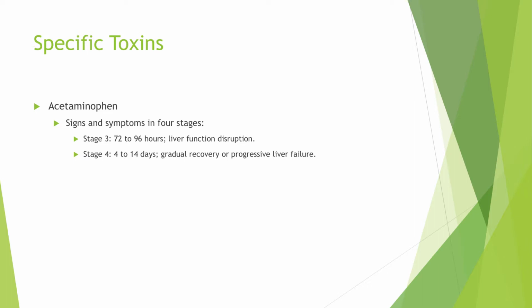You aren't able to eliminate it because you have some decrease in urinary output. And you might start to see elevated forms of ammonia levels, which will really impact your cerebral function and maybe put you in a coma for that too. After 4 to 14 days, hopefully we have gradual recovery or progressive liver failure.